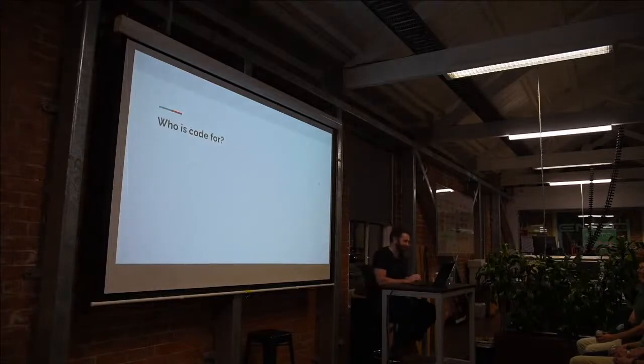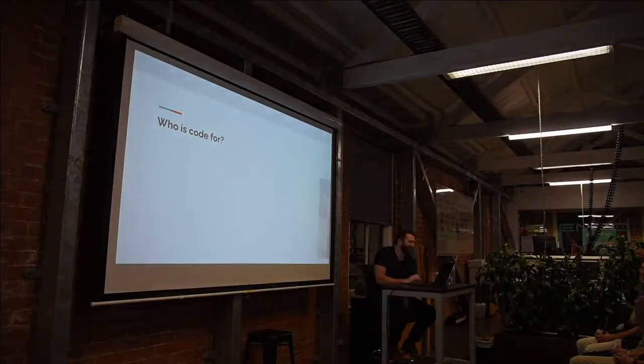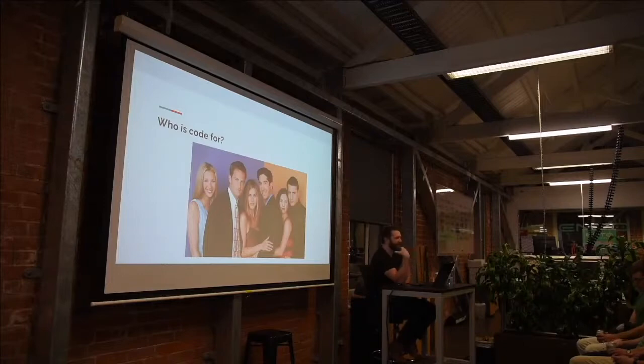So, who is code for? Why do we write code? Are we writing code for computers? No. We're not writing code for computers. We write code for our friends. We write code in English, essentially. It's a language based off of the English language. We have for loops, where, each, and all that kind of stuff. If we were just writing for computers, we'd be writing in binary.